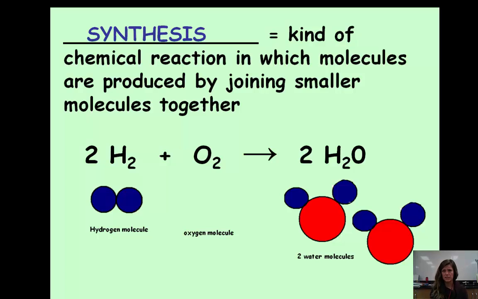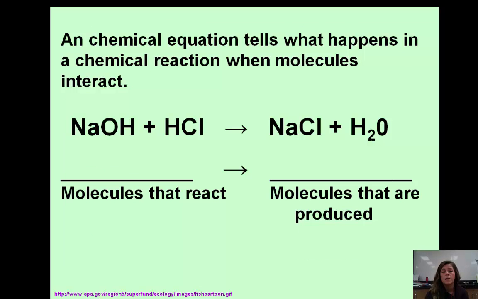So synthesis, when you hear that, just means that we're building something. So you're taking these 2 things and you're making something out of it. So anytime you hear that, like protein synthesis, we're building proteins. Photosynthesis, we're building sugars, okay, using light, that photo meaning light. A chemical equation tells us what happens in a chemical reaction when molecules interact.